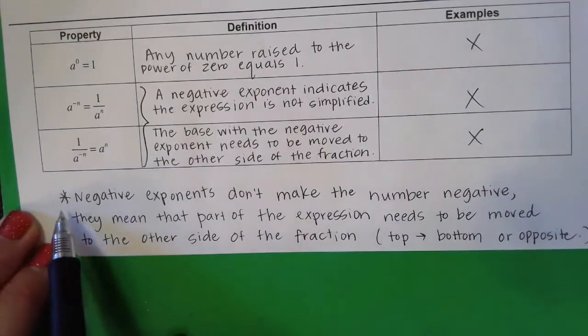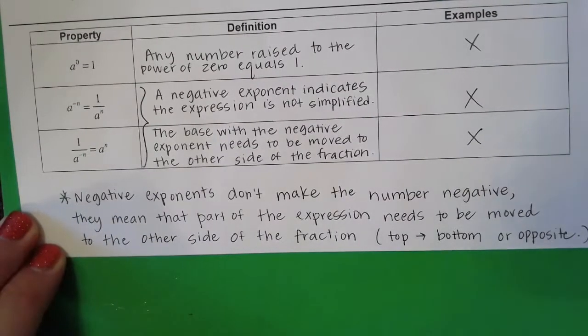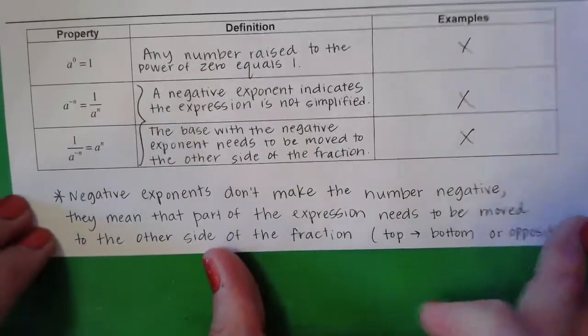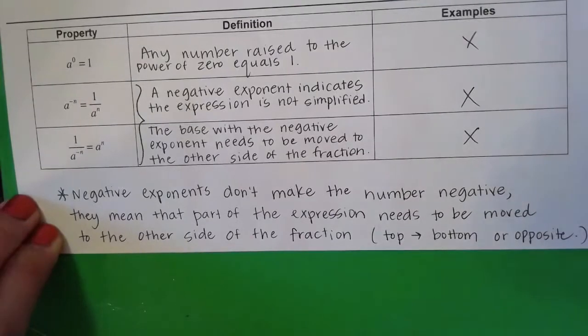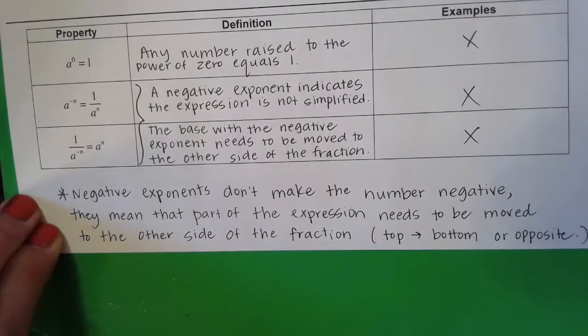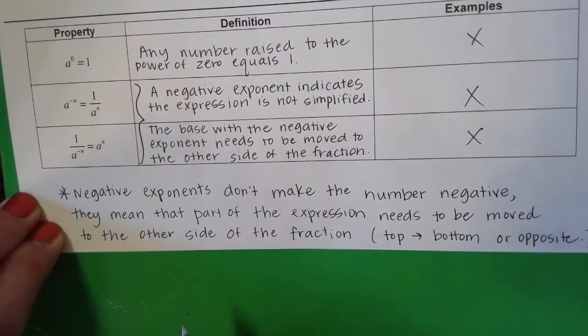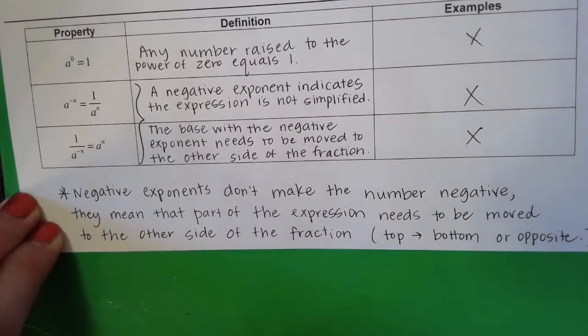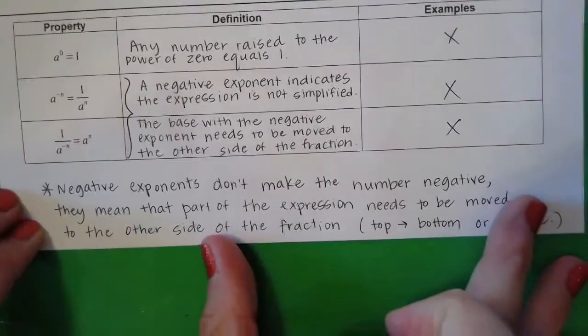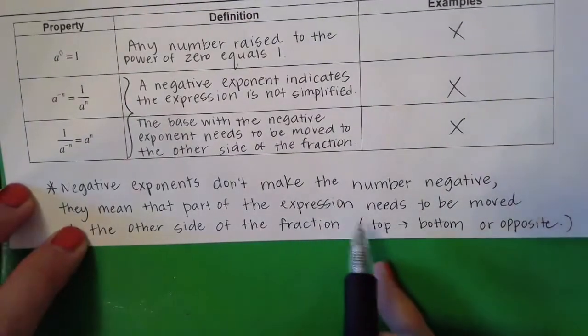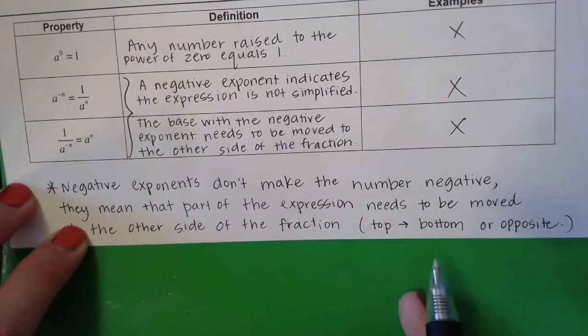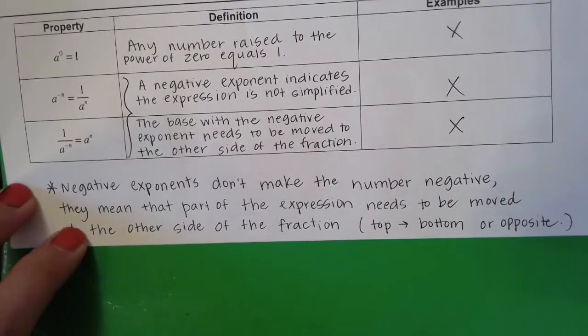And then I want you to add this onto your notes down here at the bottom. Again, feel free to pause the video so that you have time to write this down, and then make sure that you read it over and make sure you understand it before you move on to the next part in the notes. It says negative exponents don't make the number negative, they mean that that part of the expression needs to be moved to the other side of the fraction. So either from the top to the bottom or from the bottom to the top. You need to have the opposite be done.